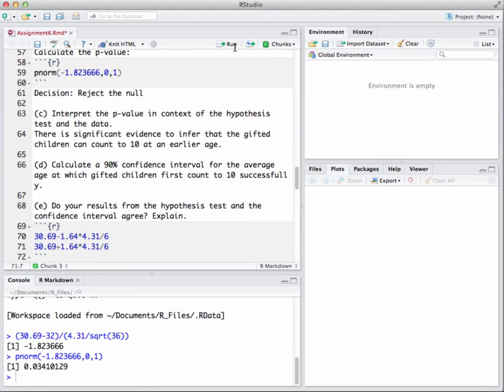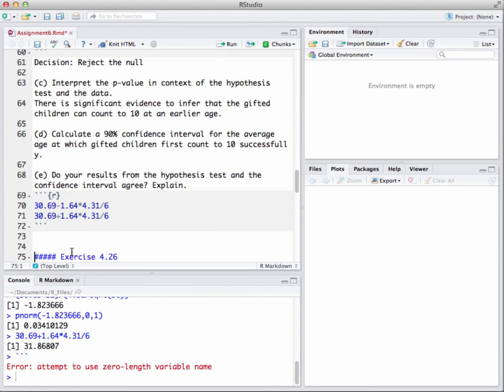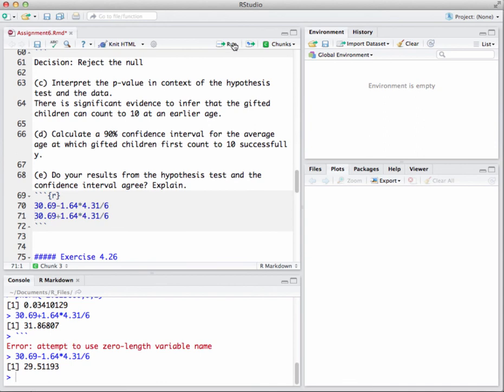If I run that chunk, whoops, my bad, I ran one too many times there. If I run that chunk, then I end up with the two numbers that I need. I'm going to run each line separately. There we go. We got 29.51 to 31.87. So that's our 90% confidence interval.